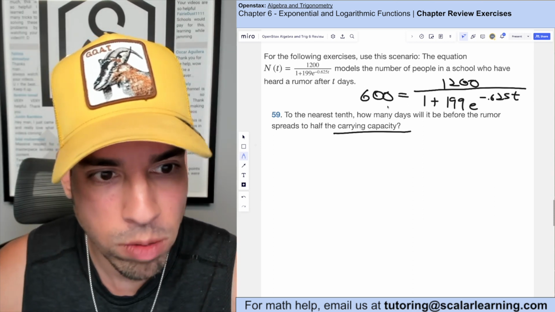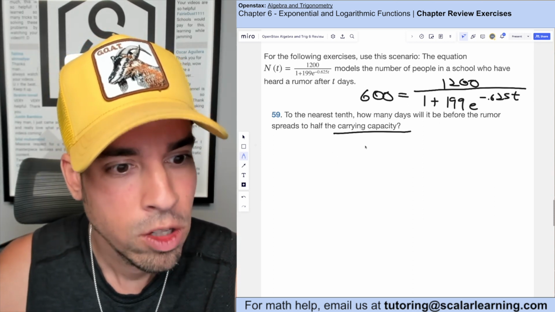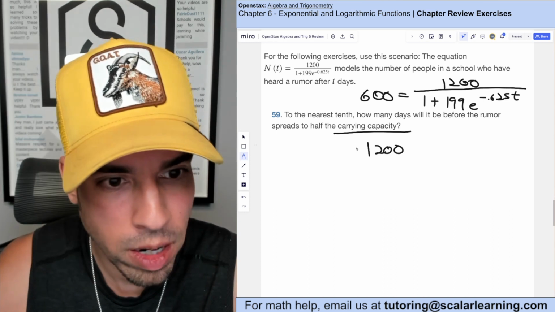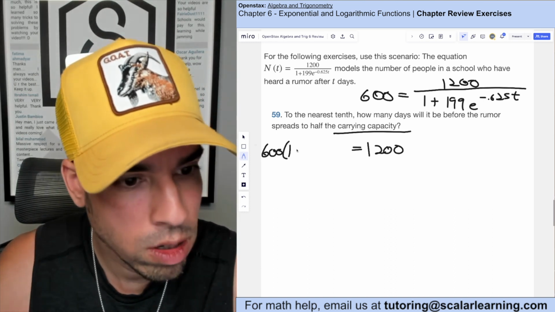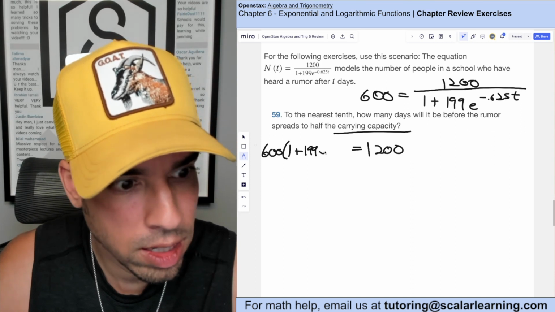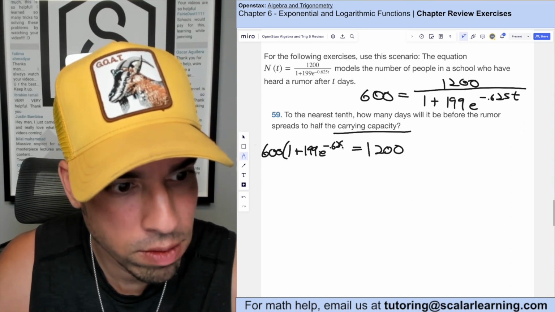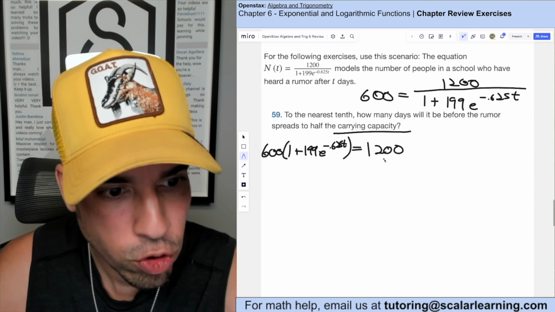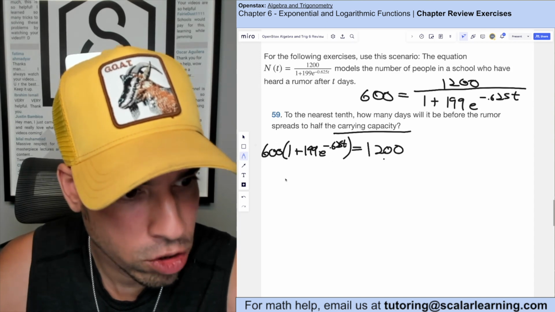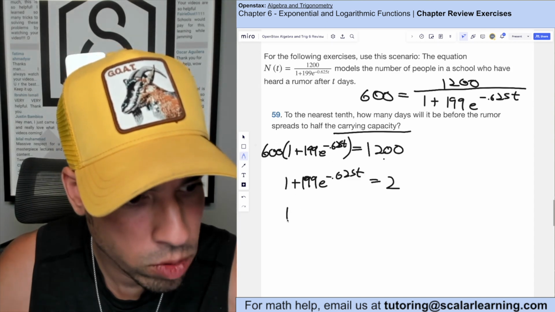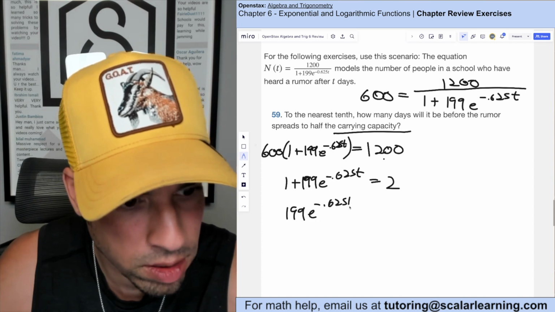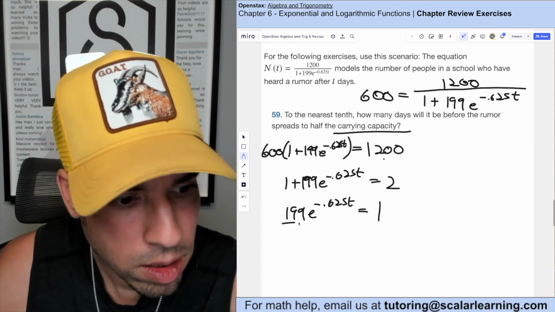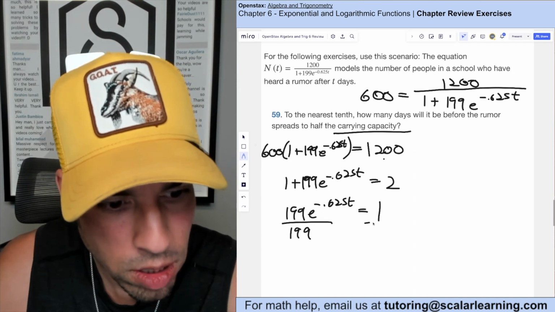So first I'm going to multiply both sides by that denominator. So on the right-hand side, I get 1200, right? And then on the left-hand side, I get 600 times 1 plus 199 e to the negative 0.625t. Then we're going to divide both sides by 600. 1200 divided by 600 is just 2. Then we're going to subtract 1 from both sides, and I get 199 e to the negative 0.625t equal to 1. And then I'm going to divide both sides by 199. We're just trying to isolate, right?